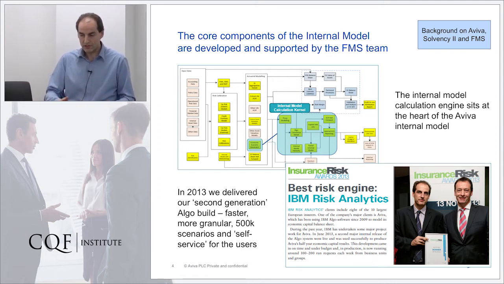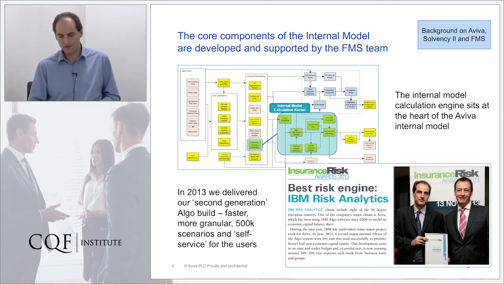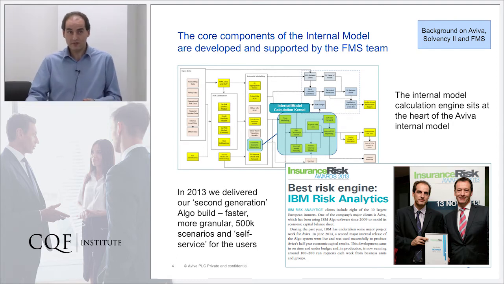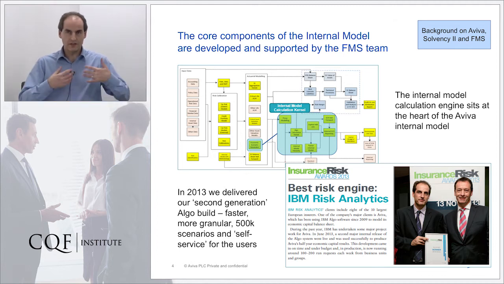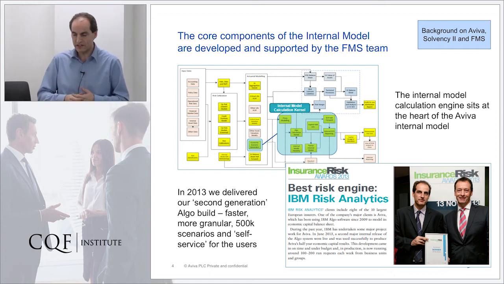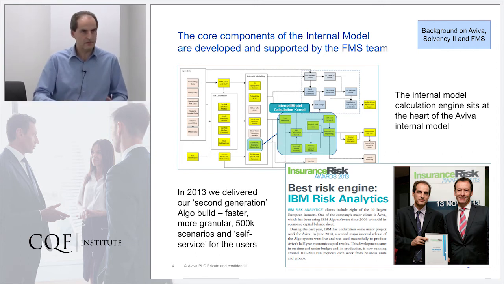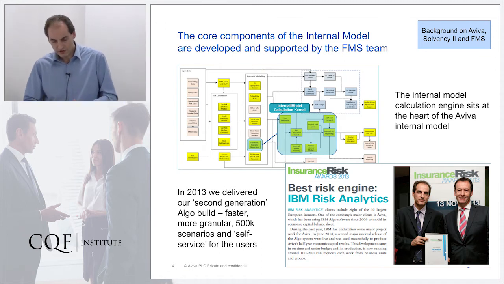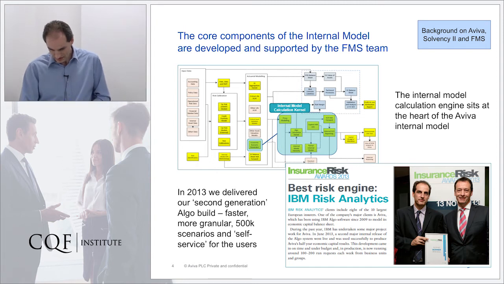In fact, I started in 2011, and a couple of years later we created our second generation, which was much faster than the first one, much more granular. We could run 500,000 scenarios, not 100,000. And it had a web-based front end. Of course, going back to 2010-11, these things were not quite so everyday as they are now. And we actually won the best risk engine in that year. So there we are, up at the awards. So very pleased with what we did with Algo.